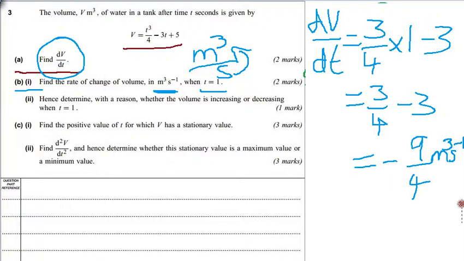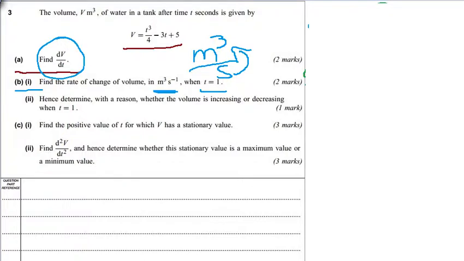Not too difficult, I don't think. Hope you're not finding it too difficult anyhow. So, next one, hence determine with a reason. Hence determine always means look at what you've done already. Whether the volume is increasing or decreasing when t equals 1. Well, you just worked out the rate of change and you worked it out to be minus 9/4. So you want to know whether the volume is increasing or decreasing.